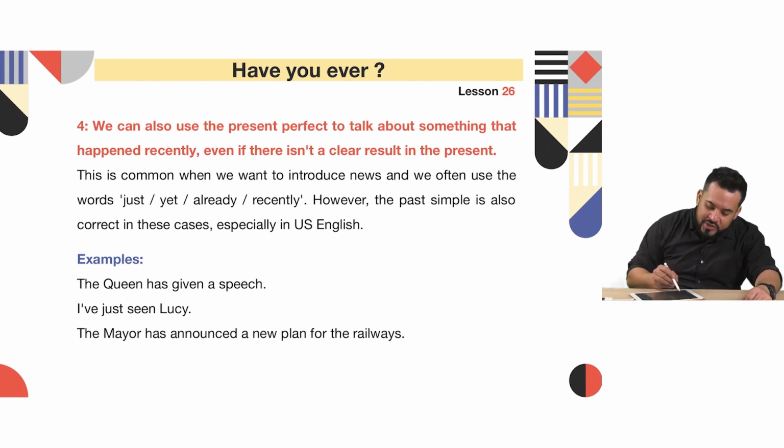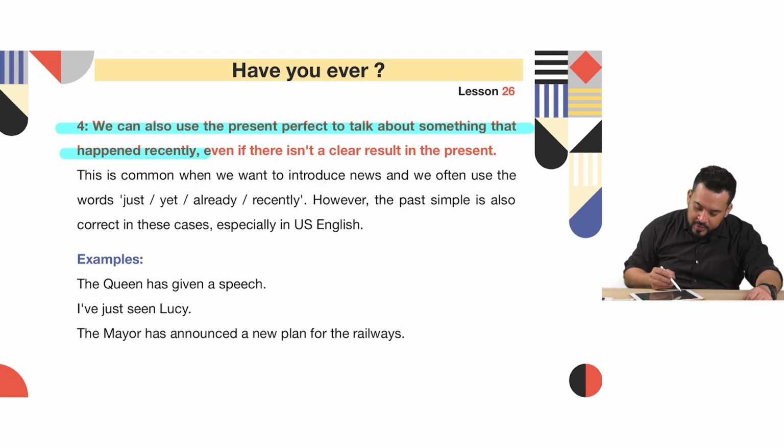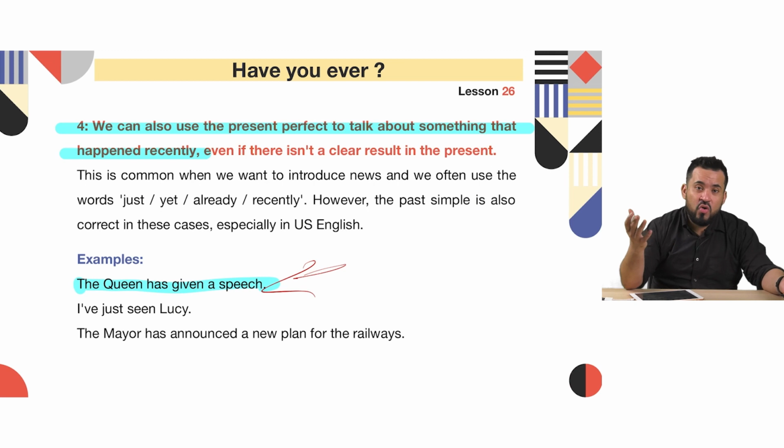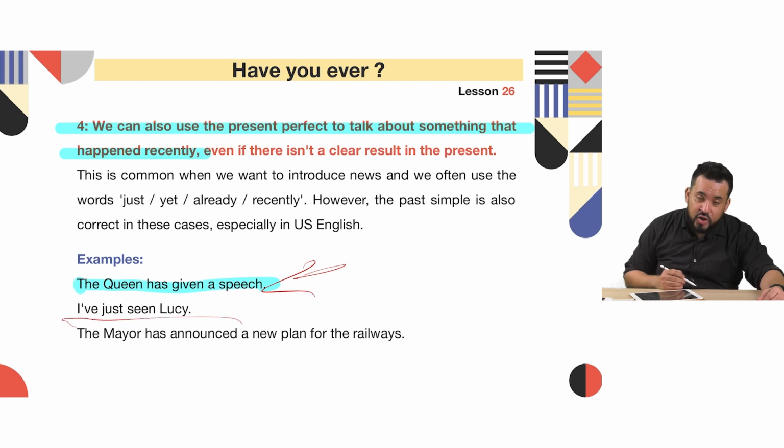Now, the fourth reason we use the present perfect is to talk about something that happened recently. Okay? Just like the Queen has given a speech. It means recently. This has just happened. Also, if you notice, there is no time here. You know that she has given a speech in the past, but we don't know when, so we use the present perfect. I have just seen Lucy.